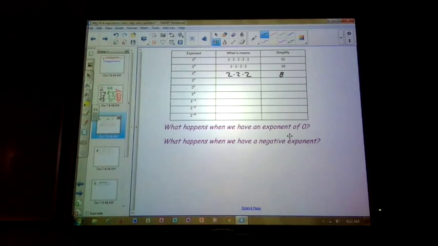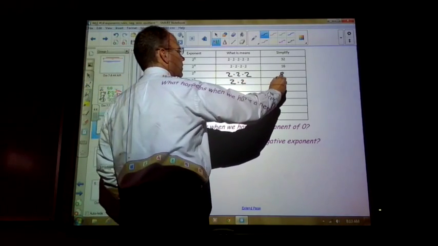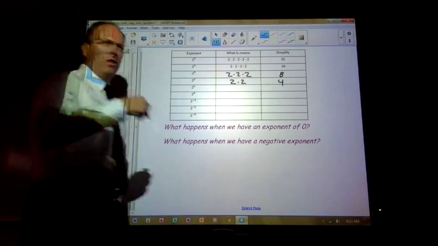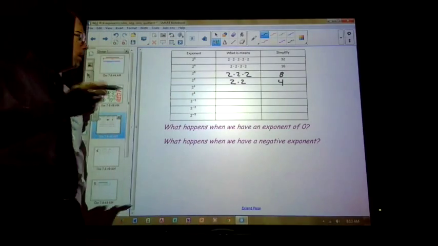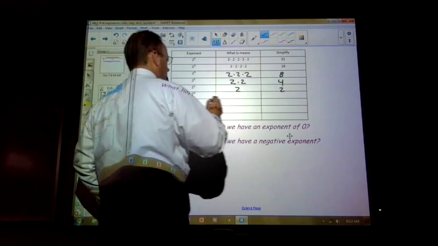And then 2 squared, that's pretty simple. Megan, what do you think? 2 squared, how does that look on that next line down? 2 times 2, which would give us 4. And then 2 to the 1st means I have a single 2. So that would be 2.